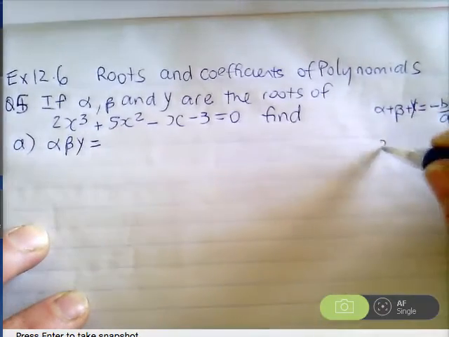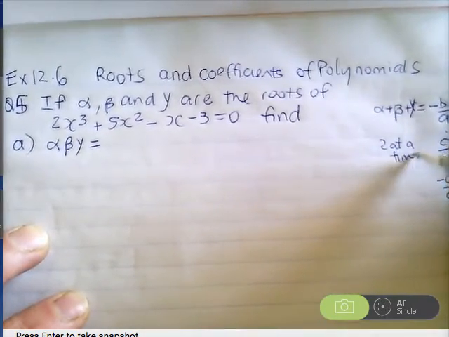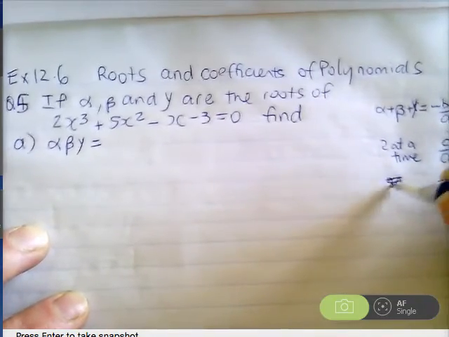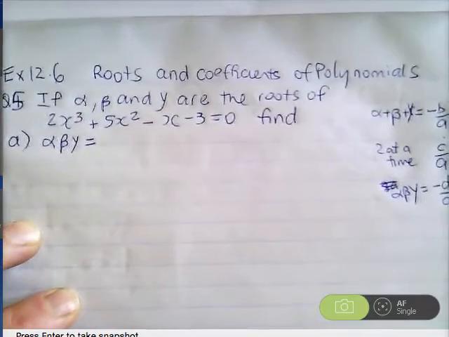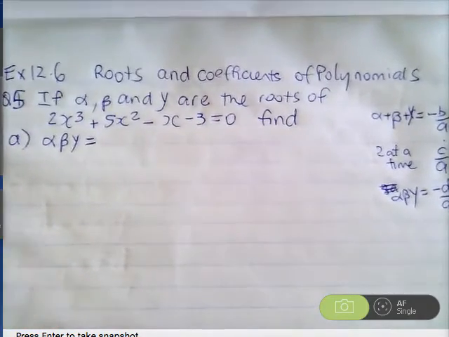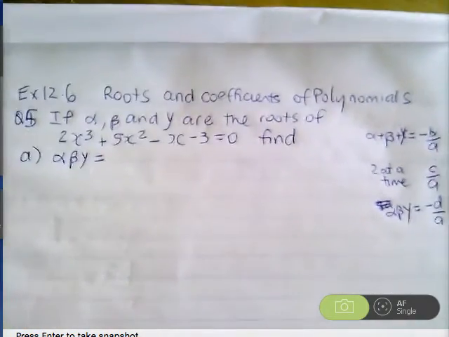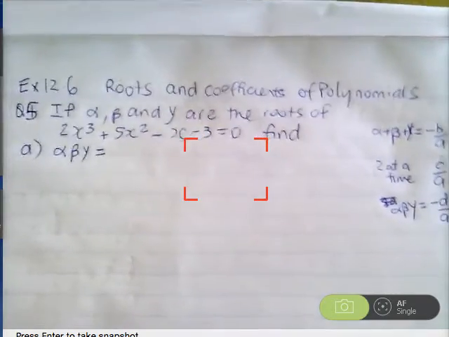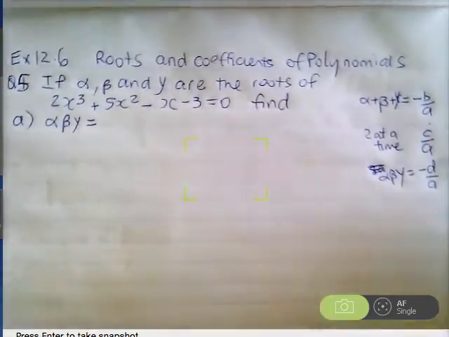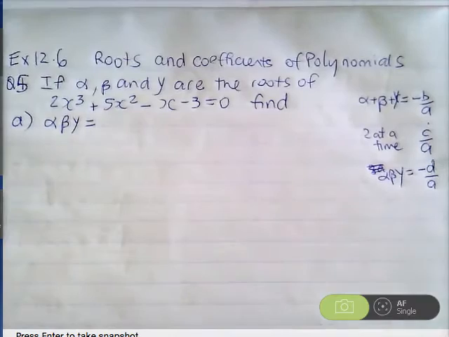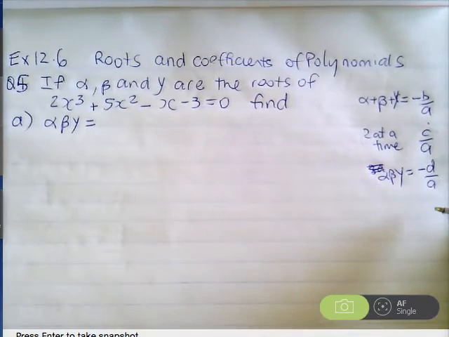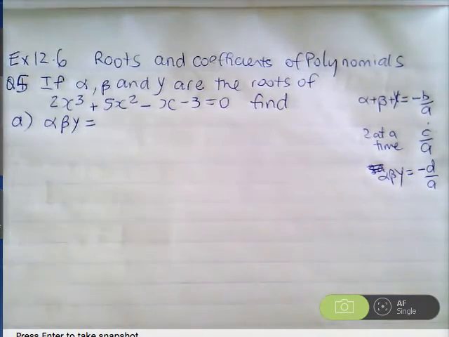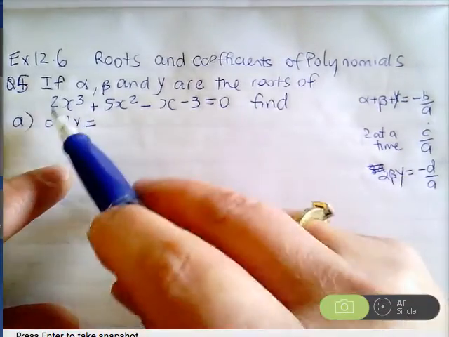So that's 1 at a time, 2 at a time, 3 at a time. 3 at a time happens to be the product. Are you okay with that? Yes, we've got the product. So girls, this is what you think. You sit there and you think, okay, I know these. 1 at a time is minus b on a. 2 at a time, and I didn't write them all out because there's 3 of them, is c on a. 3 at a time, or the product, is minus d on a. Got it?